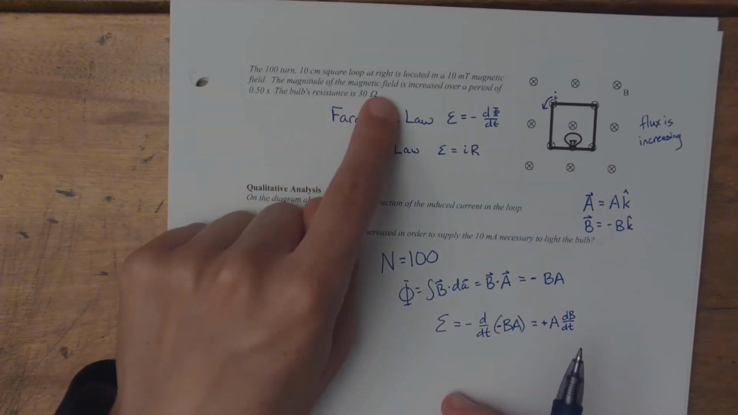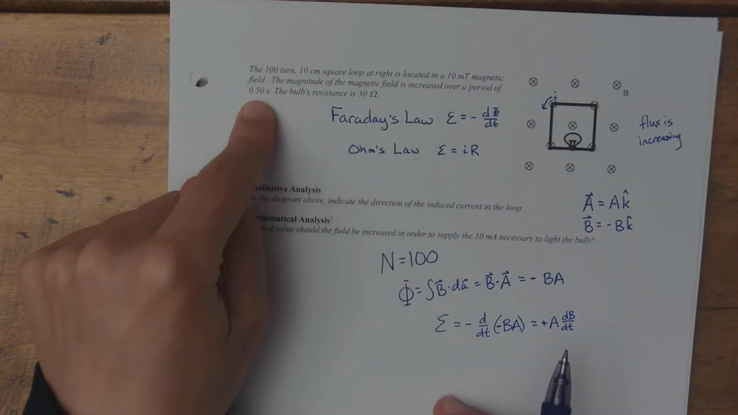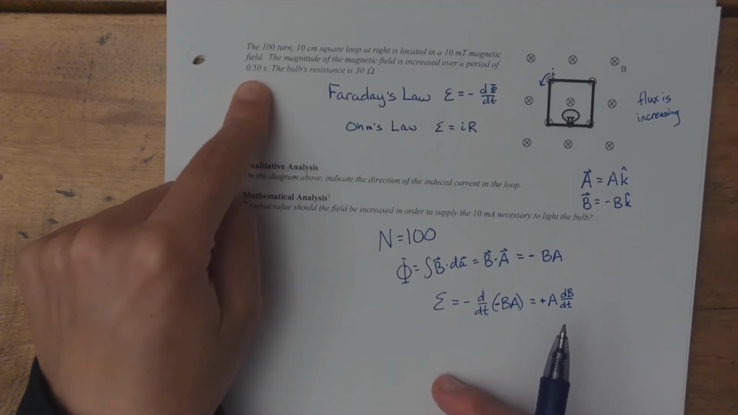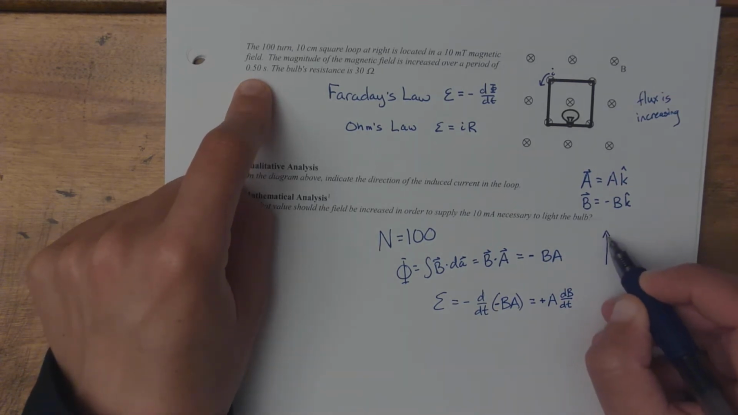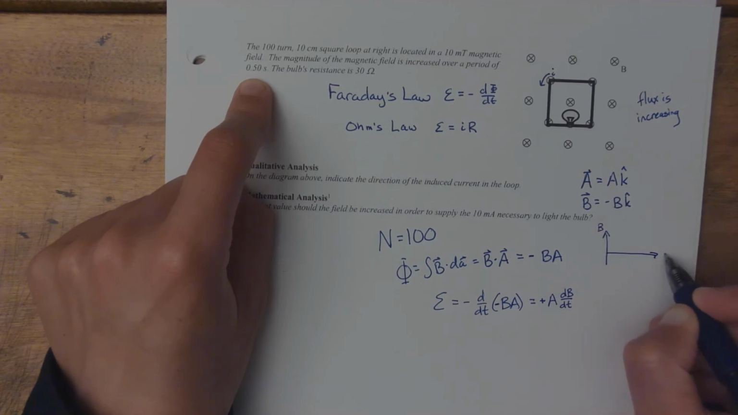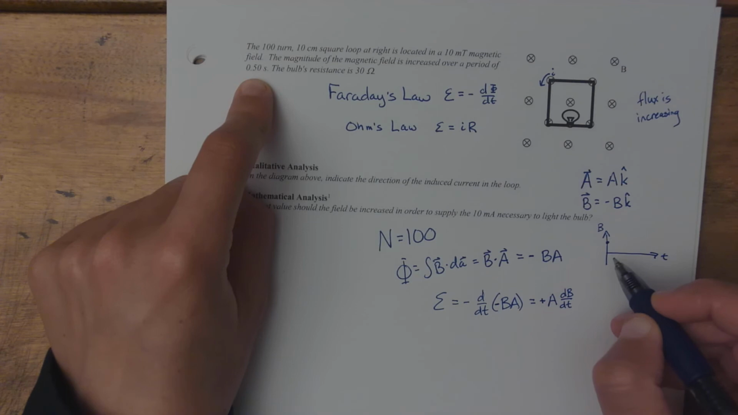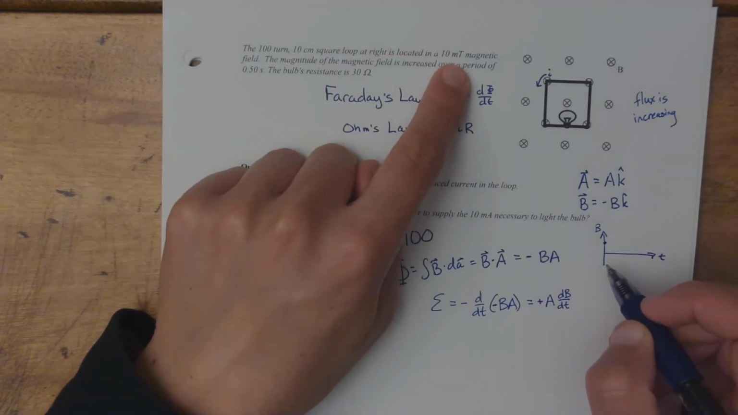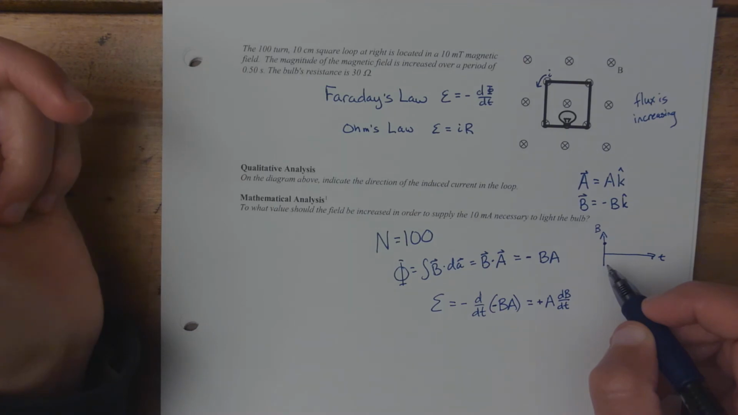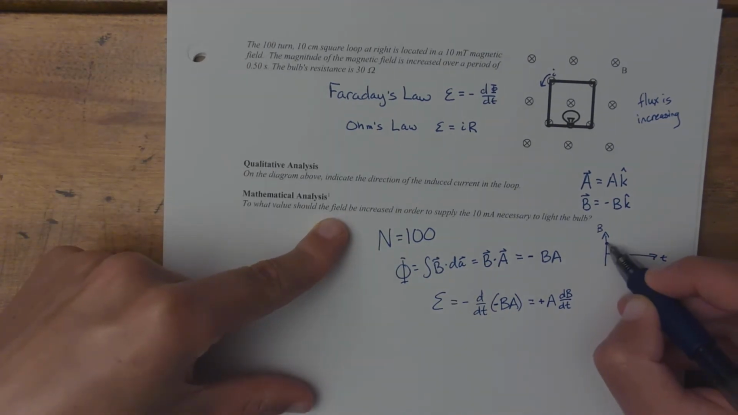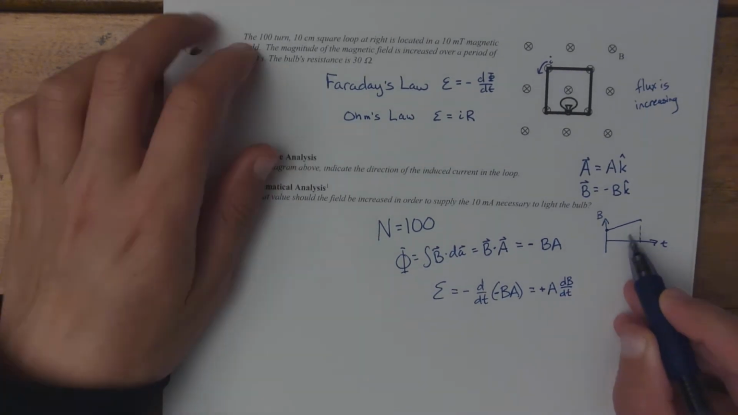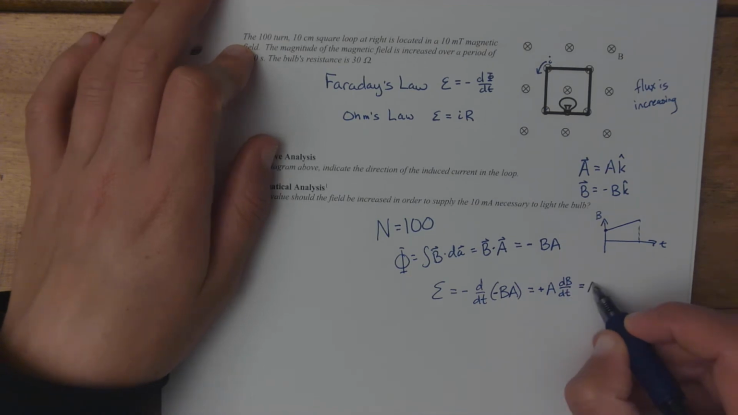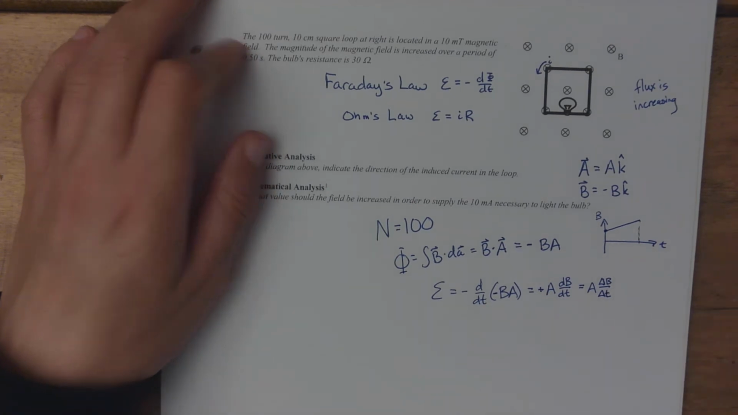It says the magnitude of the magnetic field is increased over a period of 0.50 seconds. We're going to assume that it is increased in a linear fashion. So if you do a graph of the magnetic field versus time, it starts here at 10 milliteslas, and it increases to some value, which we're going to find. And I'm going to assume it's increased linearly so that I can just say dB dt is equal to my slope, which is the change in the magnetic field over the change in time.